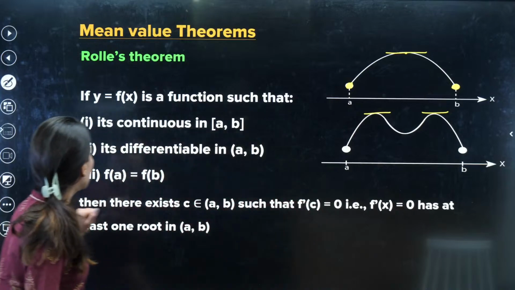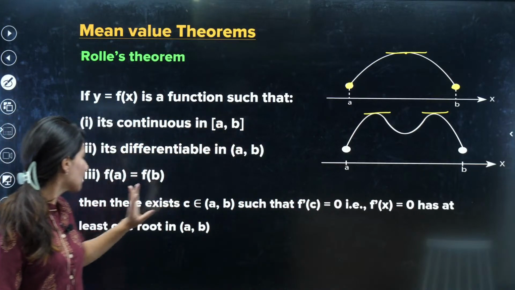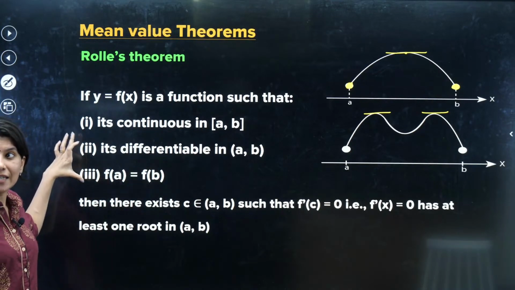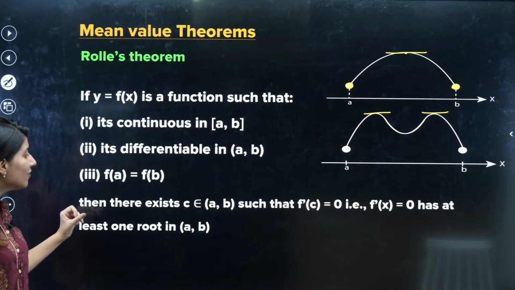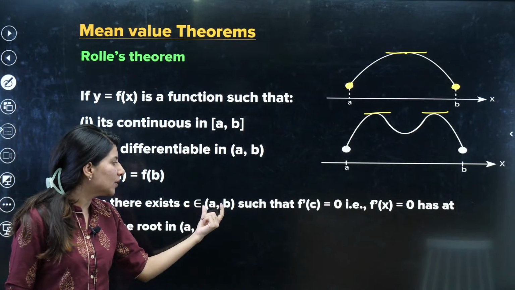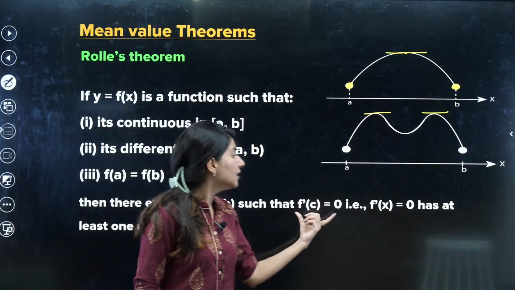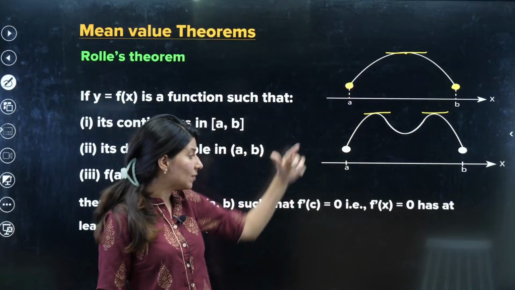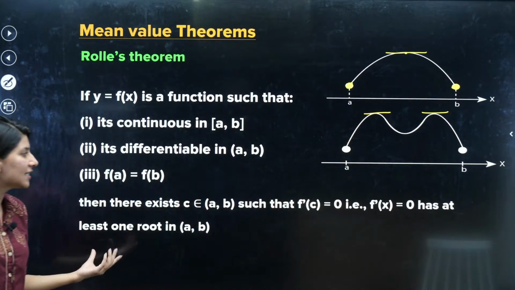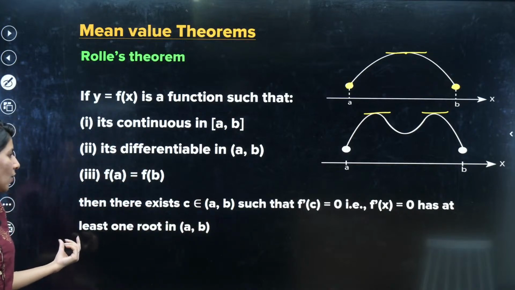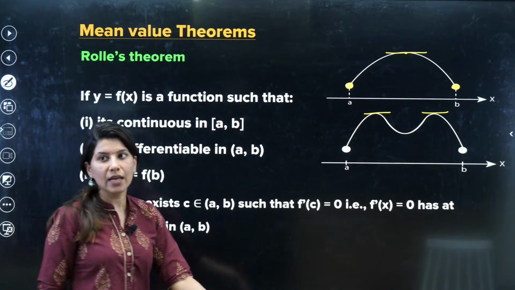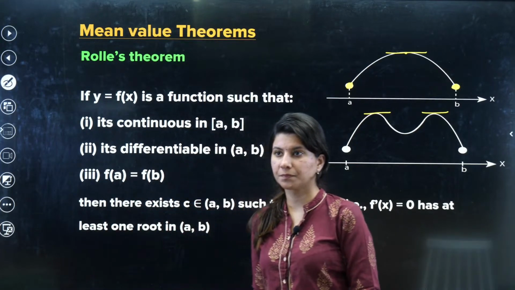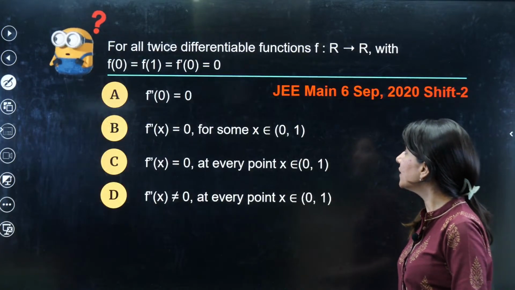Okay, all right. Now y is equals to f(x) is a function. So how do we write it? Continuous, differentiable, f of a and f of b are equal. These three are the conditions of Rolle's theorem. Then we are saying that there exists a point between a and b such that the derivative at that point is 0, that means horizontal tangent, and we can say that f dash x is equals to 0 has at least one root in (a, b). Okay, I hope that this is clear.